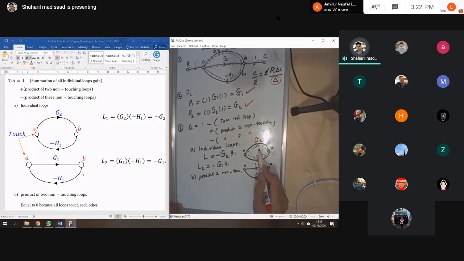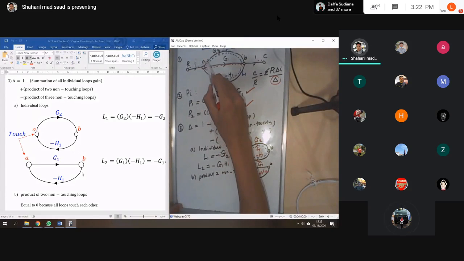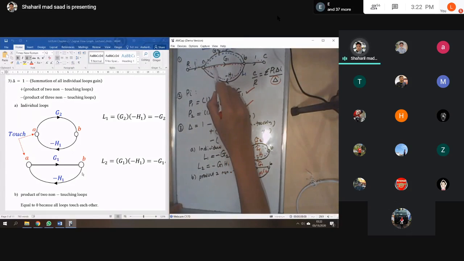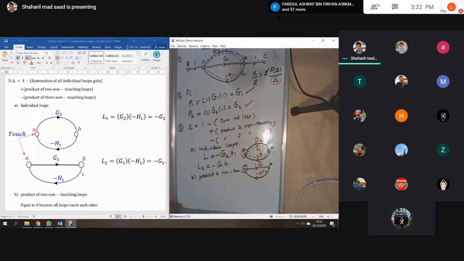This one L1, and this one is L2, right? So is it these two loop is touching each other? Dia bersentuh tak? It's touching, right? Because it's touching at A and A, right? Dia bersentuh kan? It start from one node, it end at A, and another loop is start from A also. It will end at A, right? So it's touching each other. Okay, so that's mean this one you don't have it, 0.